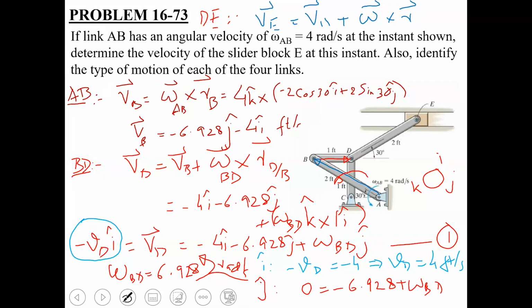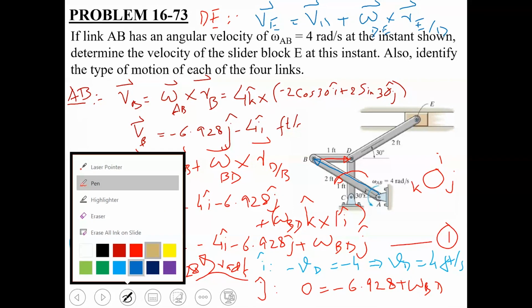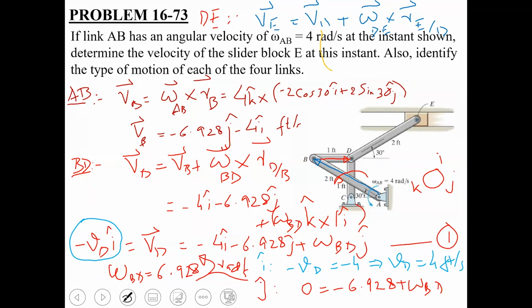So what should be this omega? This omega should be omega DE, and R is the relative position vector, written for the relative position of E with respect to D. Is this equation clear to all of you? Yes, sir. Okay. In this equation, what should be our VD? We have already found it, it is -4i, isn't it? So VD is going to be -4i.